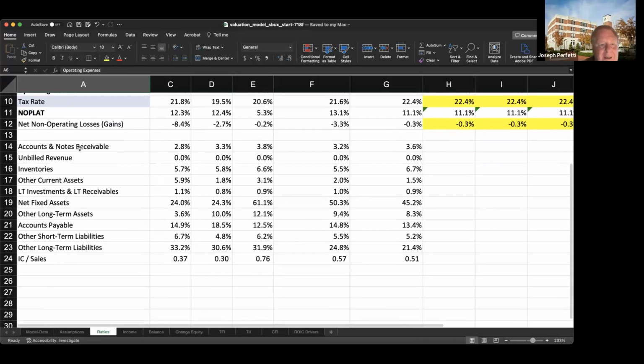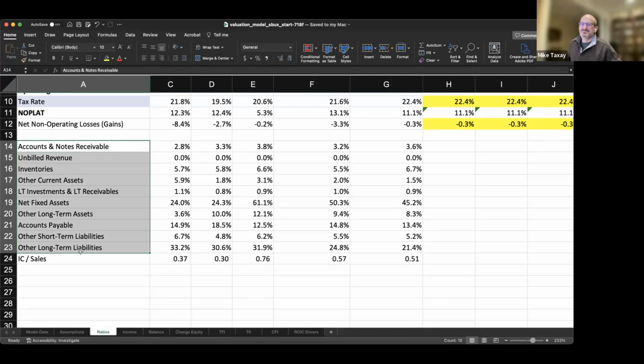All right, let's go do a balance sheet. Down here are 11 balance sheet ratios, all the way through other long-term liabilities as a percentage of sales. This is the other reason why we are differing from the book and forecasting everything to revenue.